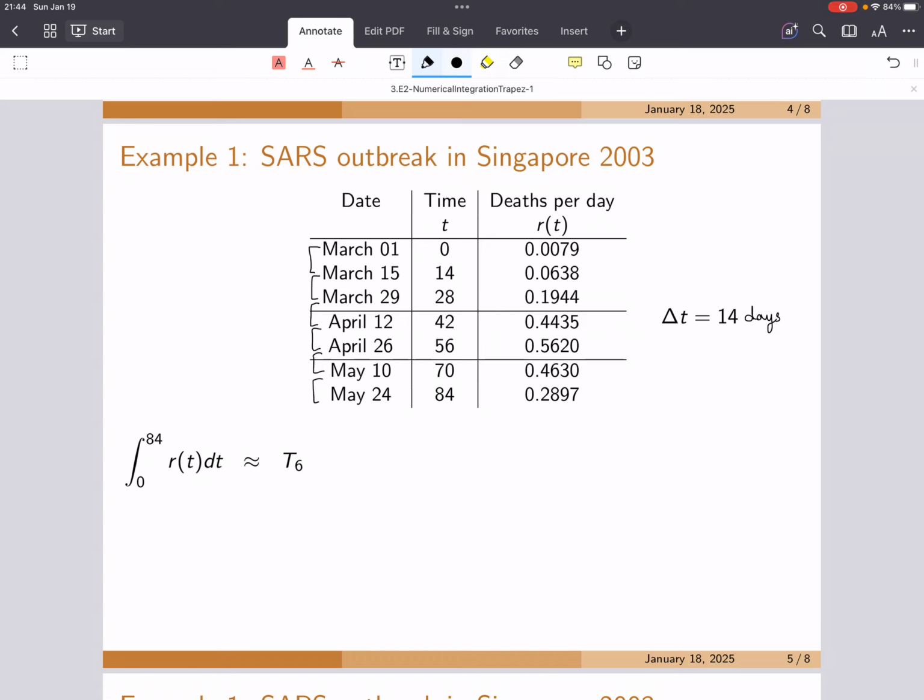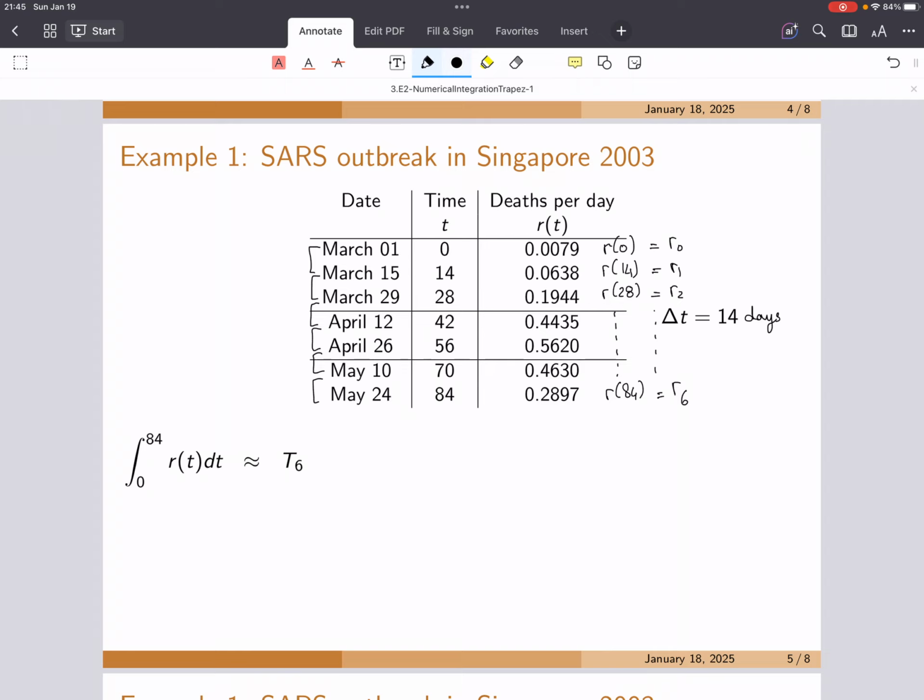Okay, and we've been given deaths per day at each of the data points from R0. This first data point is really R at 0. The second data point is R at 14. This is R at 28. Okay, and etc., etc. And this last one would be R at 84. And we're going to call these R0, R1, R2, to R6 at the very end.